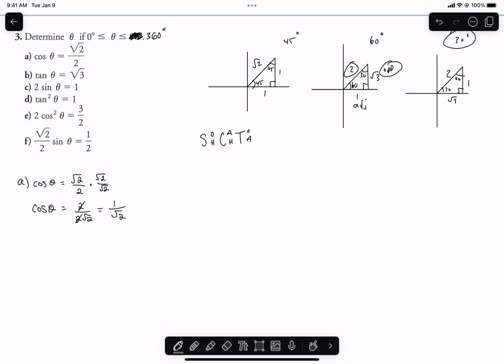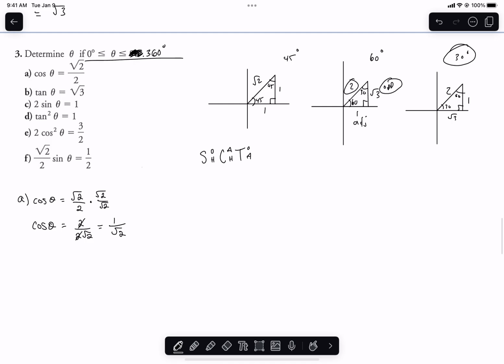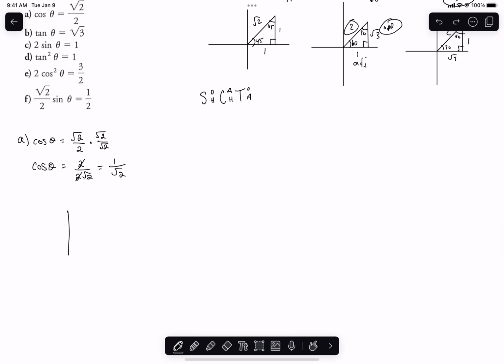I altered this question slightly because I wasn't happy with the 0 to 90 thing. That's not what I'm going to ask you. I'm going to ask you from 0 to 360 with these questions. So you always draw your picture. After you get to this stage, you have some sort of trig function and a ratio on the right side. You ask yourself, which trig ratio am I dealing with, and where is it positive? Because in this case, this is positive 1 over root 2.